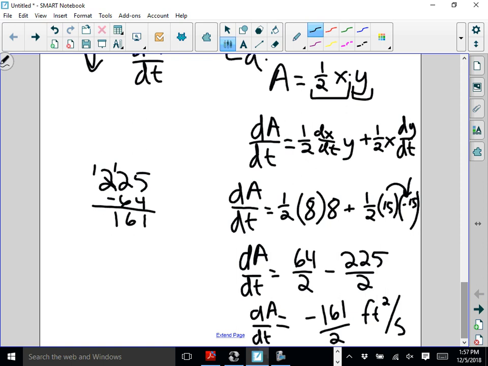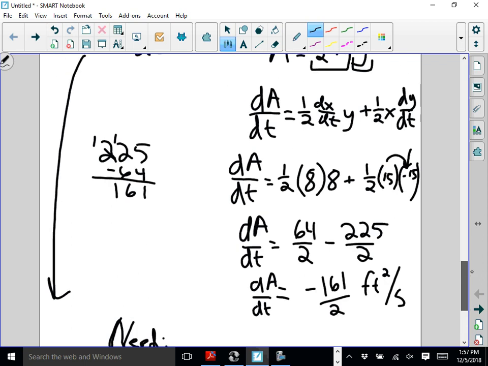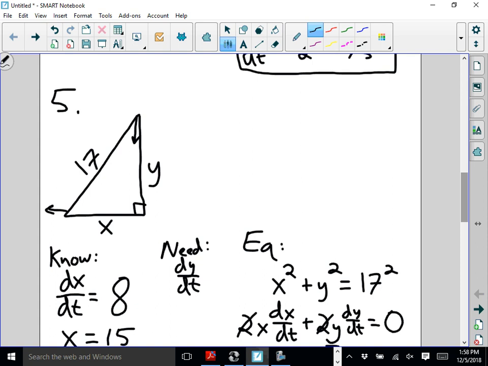Part C. Again, all of our knowns still transfer down, but we have a new need. At that instant, what is the rate of change of the angle theta? So I need the rate of change of theta, so I need d theta dt. And theta, the angle, because there are two angles we might be thinking about, is formed between the base of the ladder and the ground. So right here's the base of the ladder, here's the ground, here's where theta goes. So let's just add theta into our picture there.